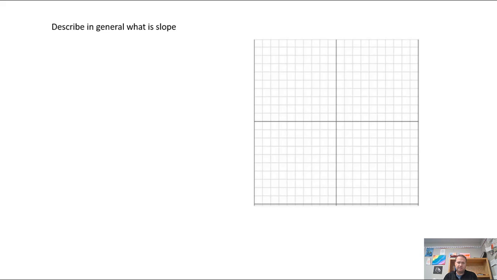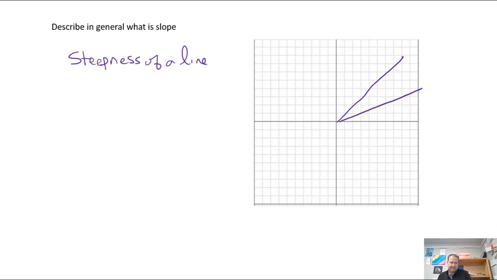All right, Ryan. So first thing, the question was describe in general what is slope. So slope really just refers to the steepness of a line. And if we talk about something like this, if I were talking about this line, that line is somewhat steep. This line right here has a lower slope because it's not as steep. It doesn't go up as fast.